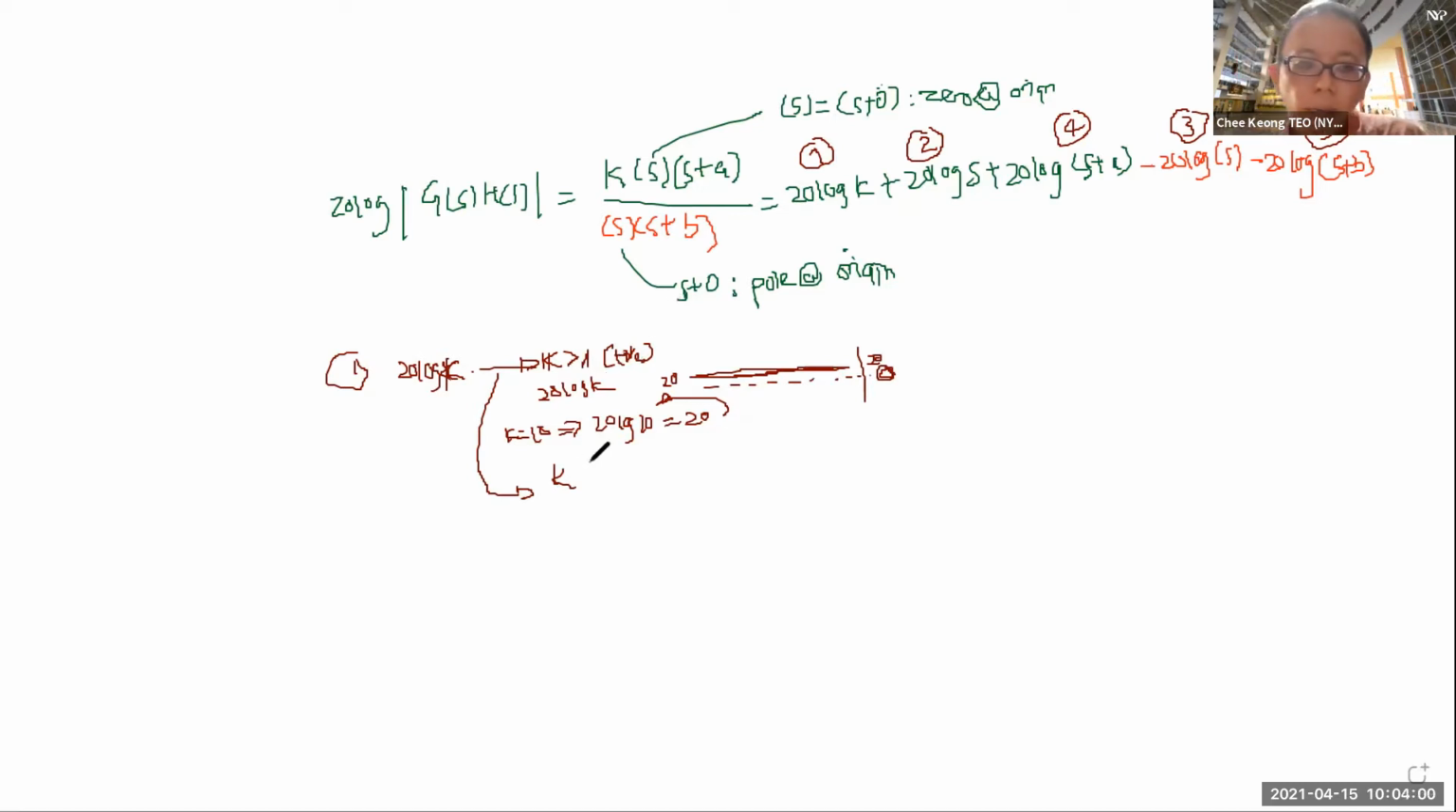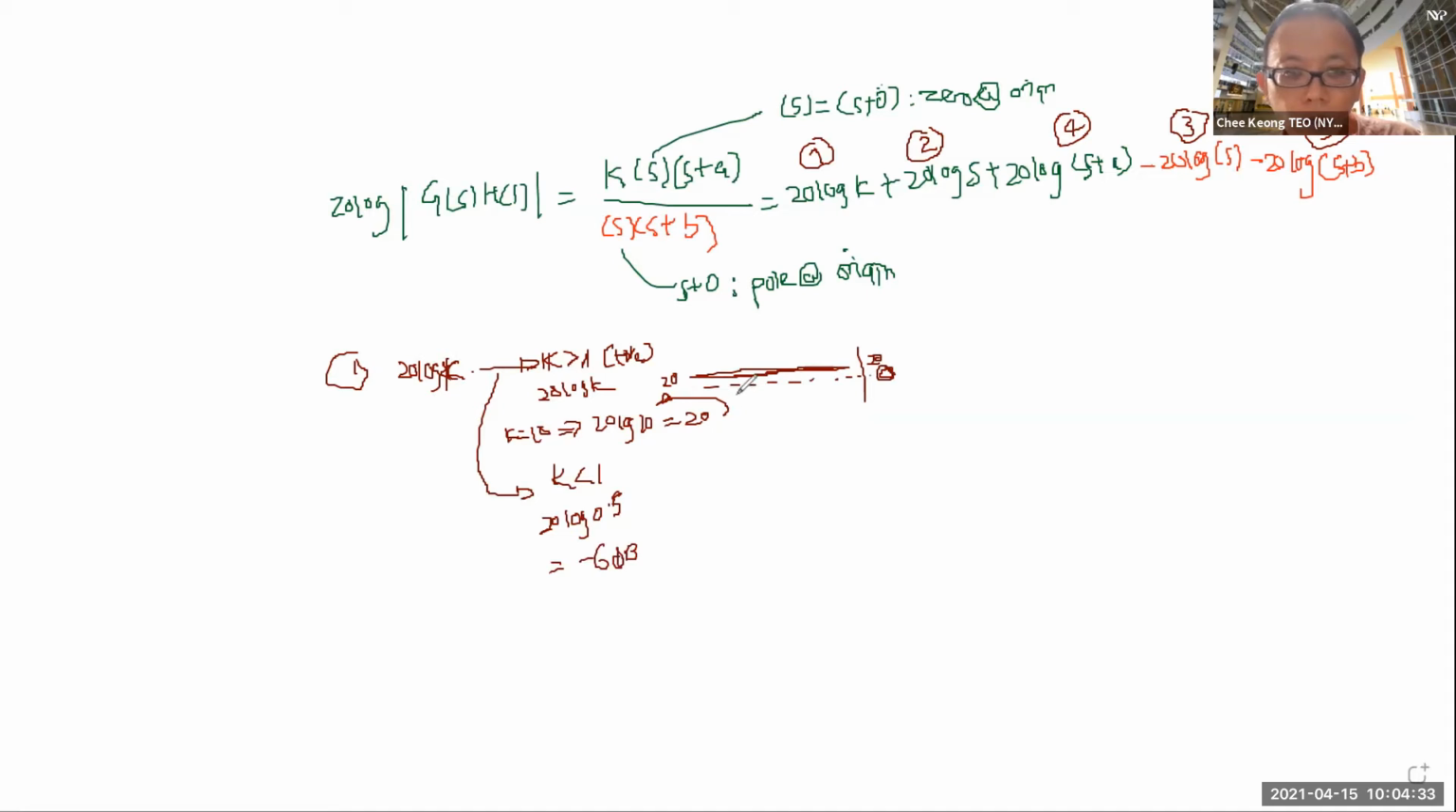So now, if k is less than 1, meaning that it is a fraction, right? So 20 log of a fraction, let's say 20 log of 0.5. Imagine if k is 0.5. Now, what is 20 log of 0.5? You will end up in a minus value, right? So let me try 20 log of 0.5. You get minus 6 dB. If you press your calculator, this will give you minus 6 dB.